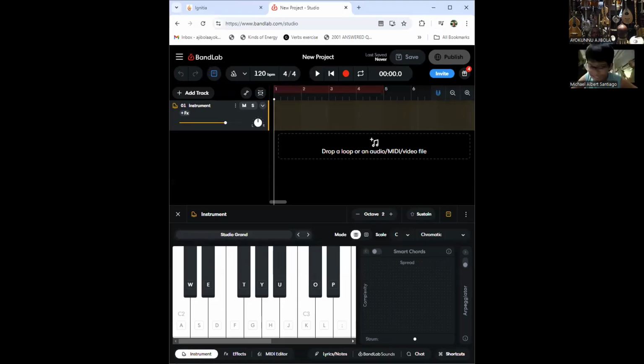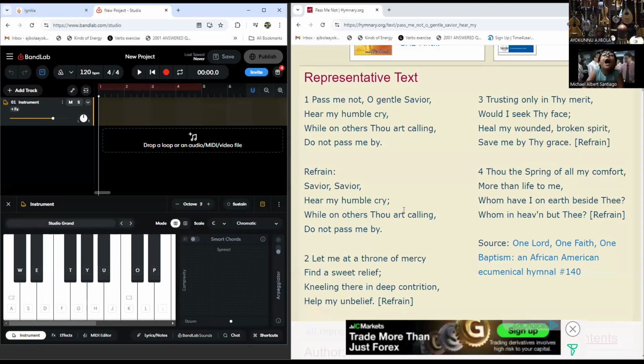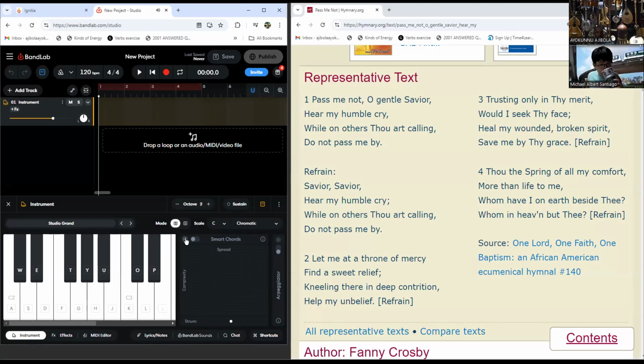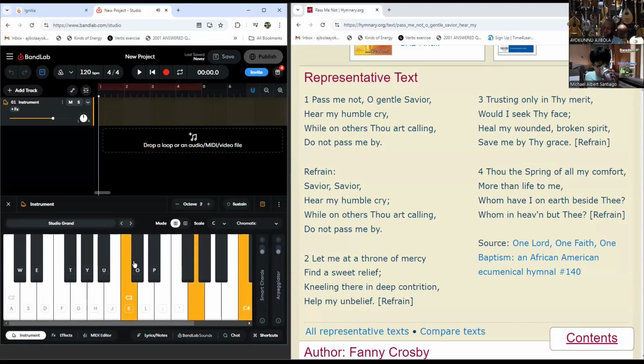I think I'm almost there. Almost there. Let's see. So can you see the two screens now? Yes. Good. So what I'm going to do is to try to play. So now, let me first play alone without.